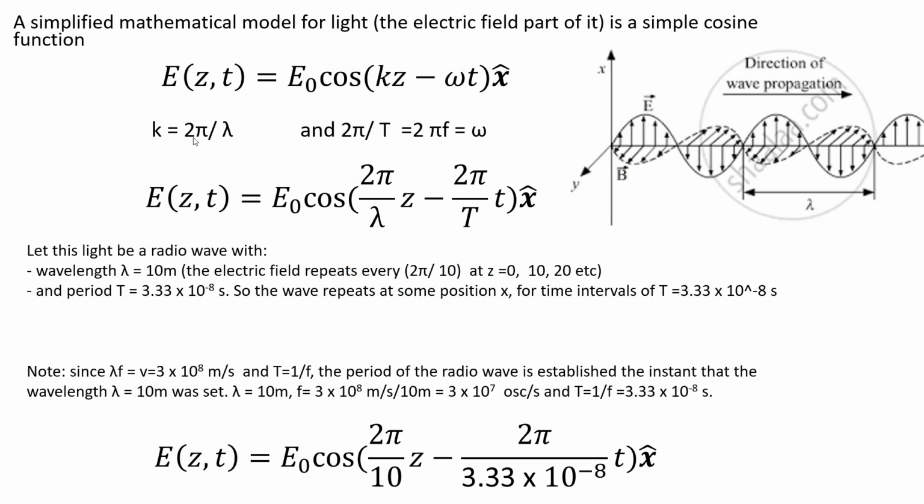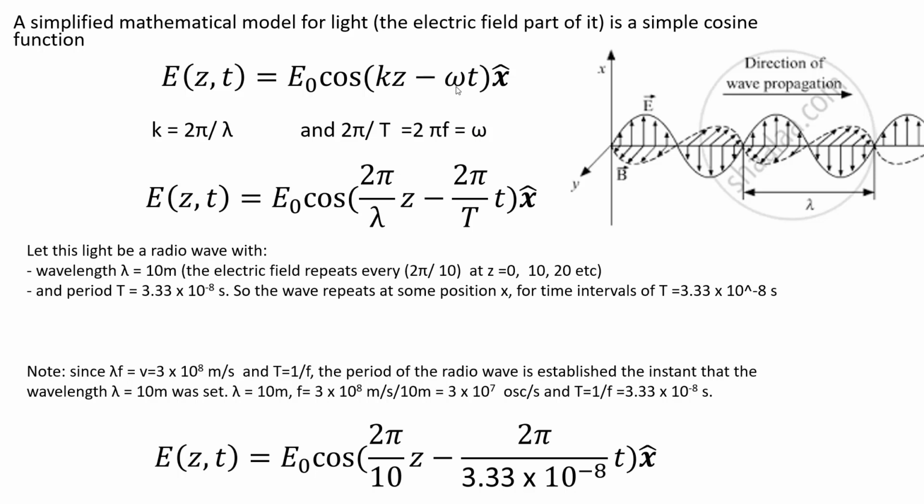So k is equal to the wave number, and it's equal to 2 pi over the wavelength. The wavelength is the distance. Let's say the wave starts here. So where does it repeat itself? It starts to repeat itself here. So this is the distance of the wavelength, from here to here.